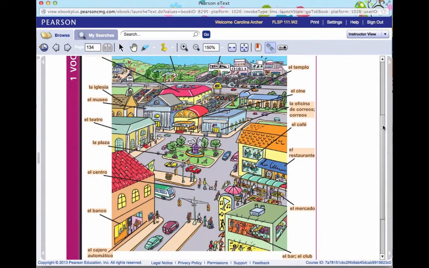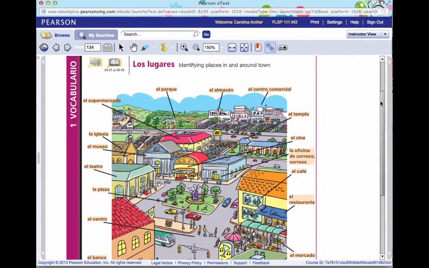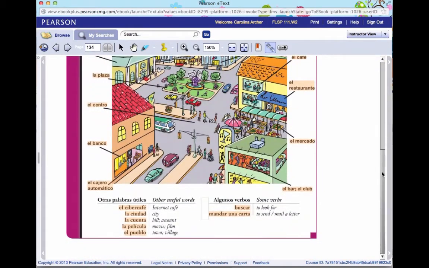So all these are places that you can identify with and identify in your own hometown, or where you are right now, and kind of in your mind label them with these words so you can have something more real to work with. And here we have other useful words.